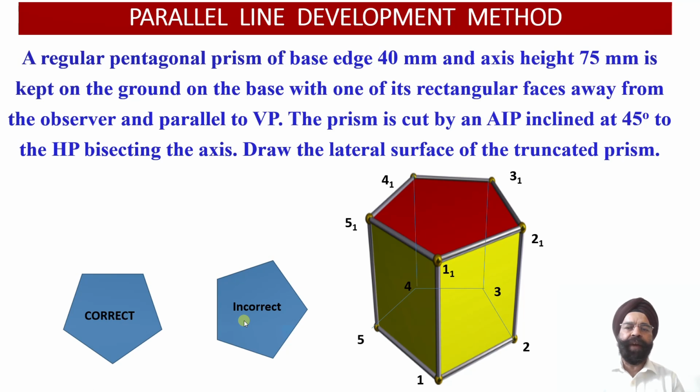Now we have been provided with the information that this pentagonal prism has been cut by an auxiliary inclined plane, which is inclined at an angle of 45 degrees to the horizontal plane and perpendicular to the vertical plane, bisecting the axis. Therefore, this AIP passes through the midpoint of the axis of the pentagonal prism. With this information, we are required to obtain the development of the lateral surface of the truncated prism.